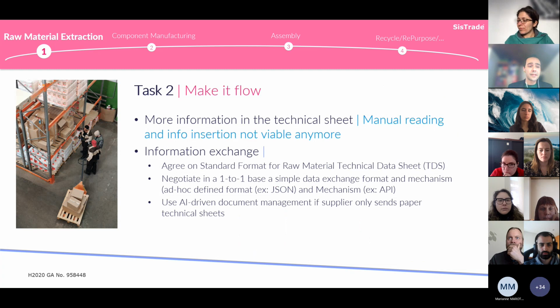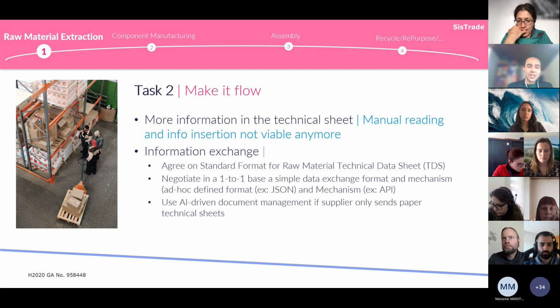And the second task is to make it flow. We have to make that information flow. So manual reading and manual information insertion is not viable anymore from the part of component manufacturers. So we have three options. Either we agree on a standard format for raw material technical data sheet. I would say to call it an enhanced technical data sheet that can include that information.